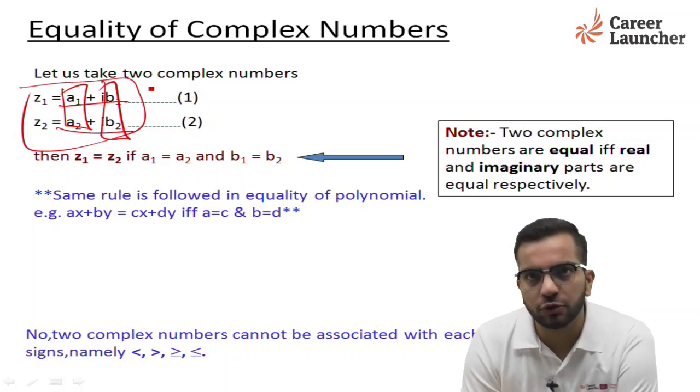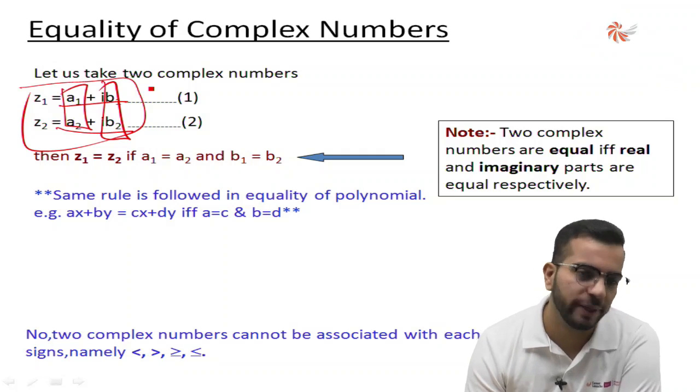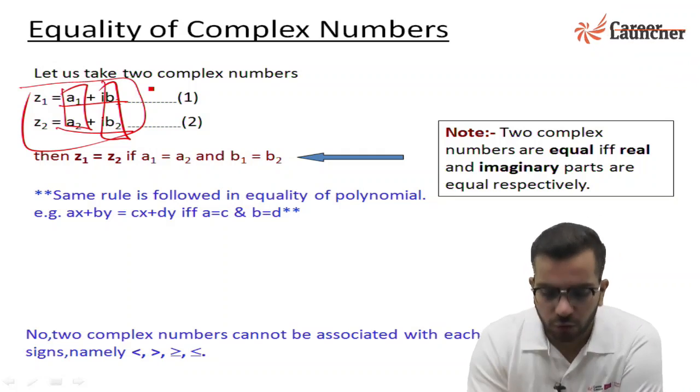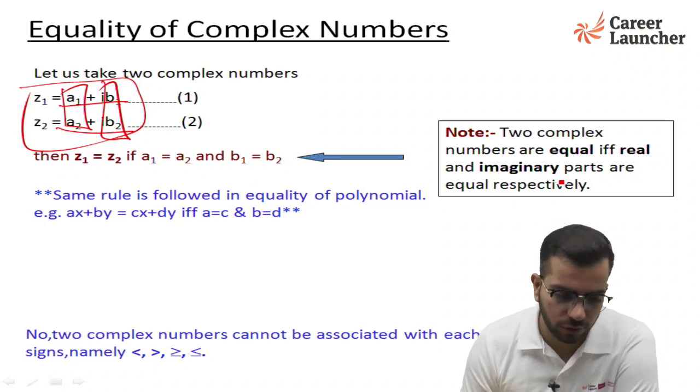That is, the real part should be equal to the real part of the other number, and the imaginary part of the first number should be equal to the imaginary part of the second number. Two complex numbers are equal if their real and imaginary parts are equal. That I told you just now.